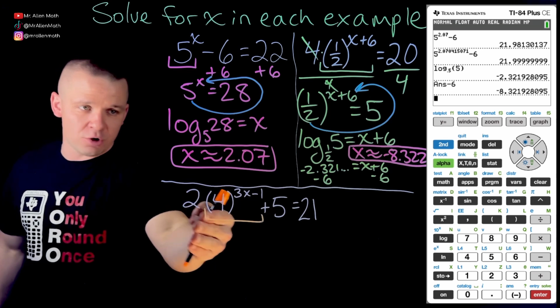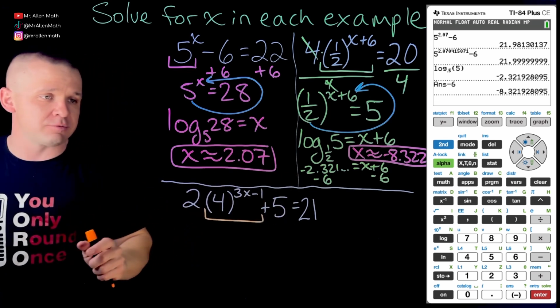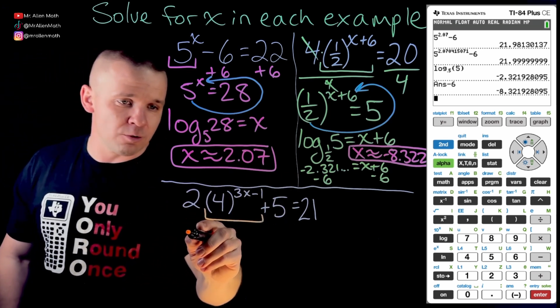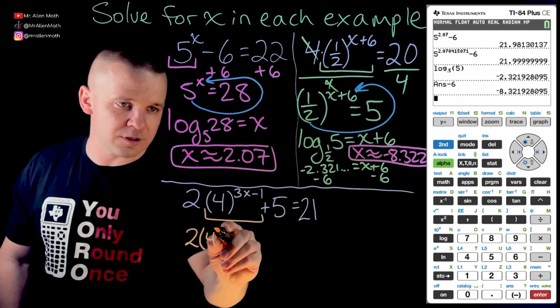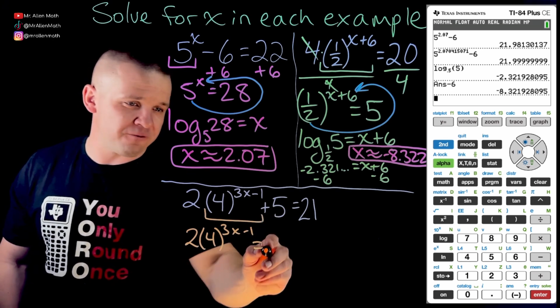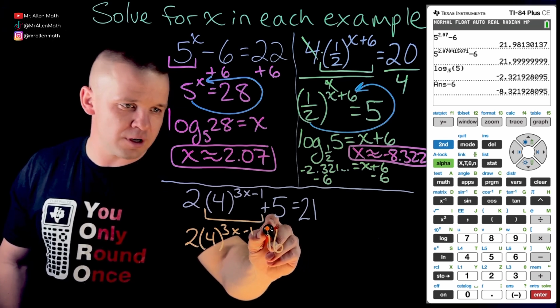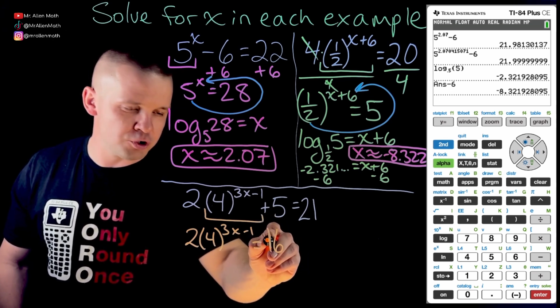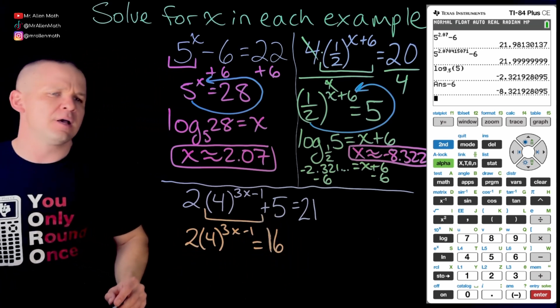Do I divide by 2 or do I subtract 5? If you said subtract 5, you are absolutely correct. So we're going to have 2 times 4 to the 3x minus 1 equals, if I subtract 5, what is that, 16? It sure is. That was a weird short one compared to the 16, so I had to fix it.